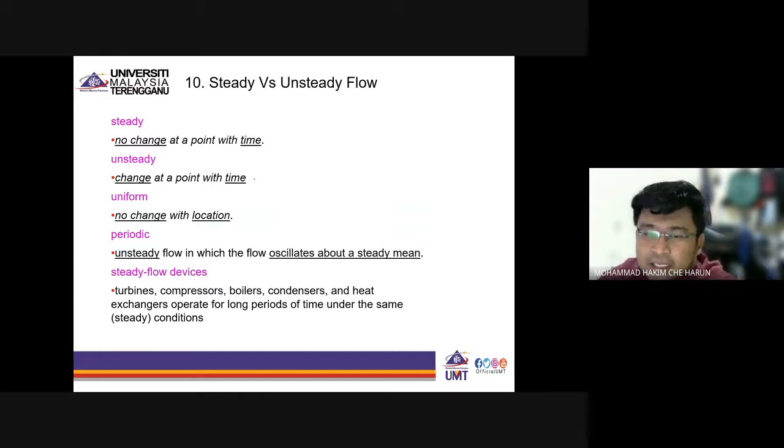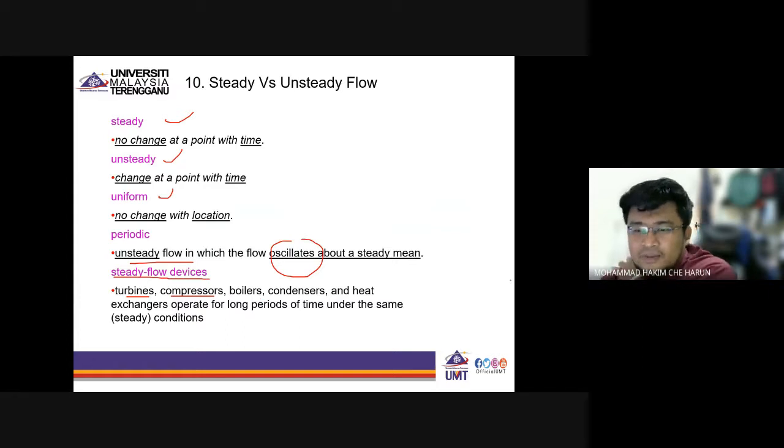Unsteady, it changes at a point with time. Okay, uniform, no change with time or locations. And the periodic, unsteady, oscillates. Sekejap dia uniform, sekejap dia steady, sekejap dia unsteady, for example lah. So benda-benda ni is very important. It depends on the application of the devices lah. Kalau steady flow such as turbines, compressor, it has to be steady, something like that.